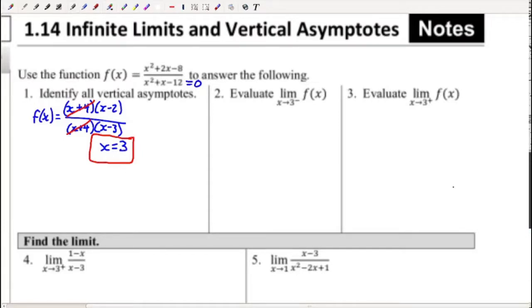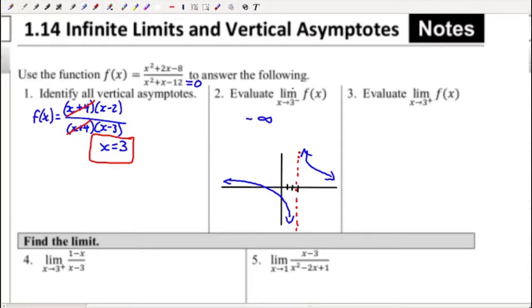And if I had a graph, this would be pretty easy to do. So here's a really rough sketch of the graph, what it would look like. So we see that as we approach from the left side, we're going down to negative infinity on our graph. From the left side towards the asymptote, we go down to negative infinity. So if we had a graph, this would be really easy. We're looking at negative infinity for this one.